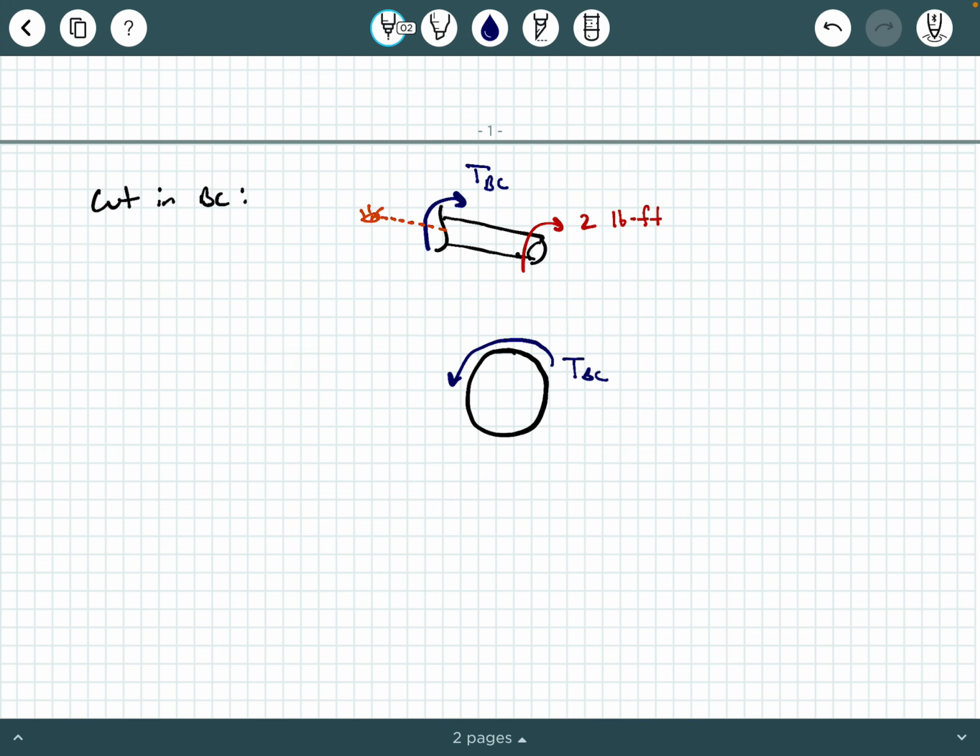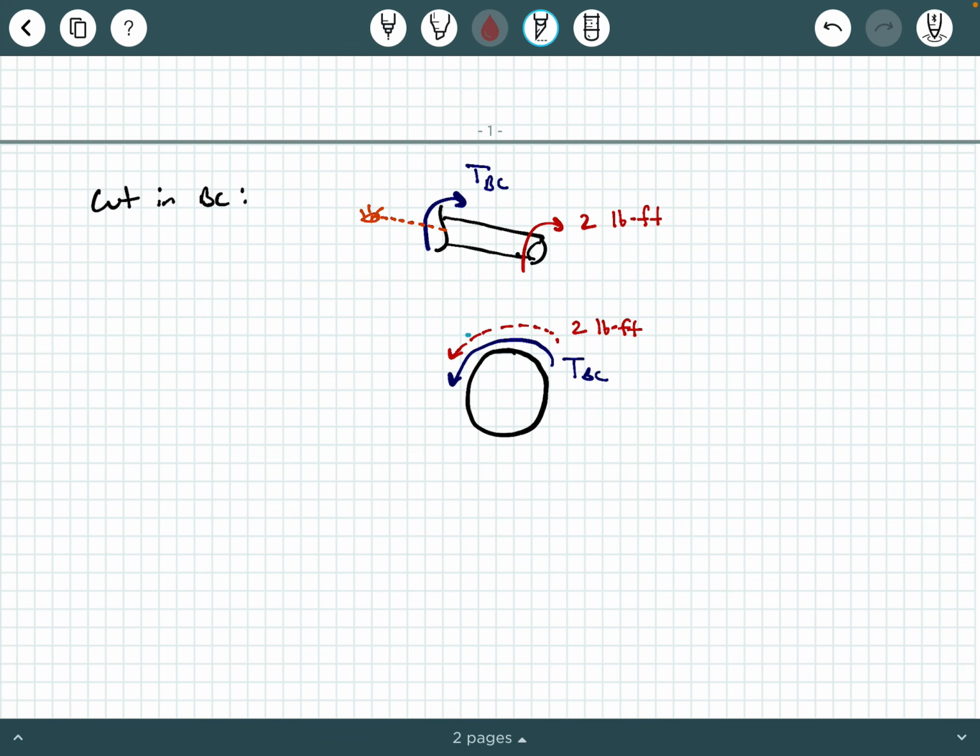And then behind it, I'm going to see the known 2 pound-feet. Okay, so again, using this viewpoint, this little eyeball, I'm looking into my cut section. What do I see? I see a counterclockwise TBC, which again is an assumed direction because right now TBC is unknown. And then behind it, it's not really on top of it, but it's behind that, I'm going to see my known 2 pound-feet.